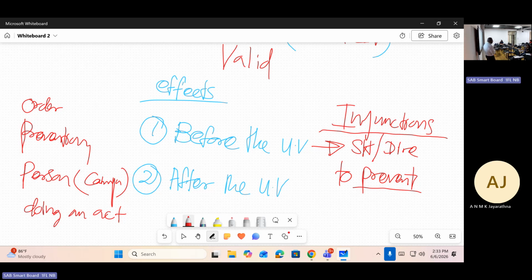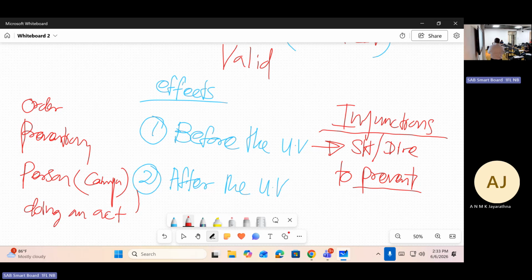Right? Nothing to prevent. If the company has already engaged into the contract, there is nothing to prevent. Then we have to consider what is the relief available after the ultra vires transaction. That is under section 17. You can consider that. Understood now?